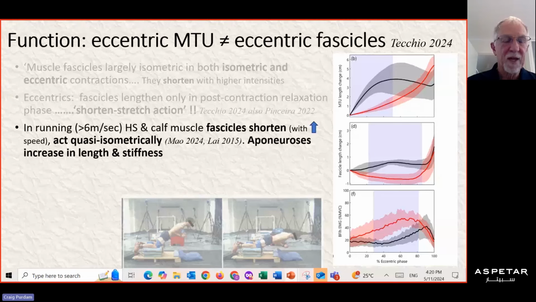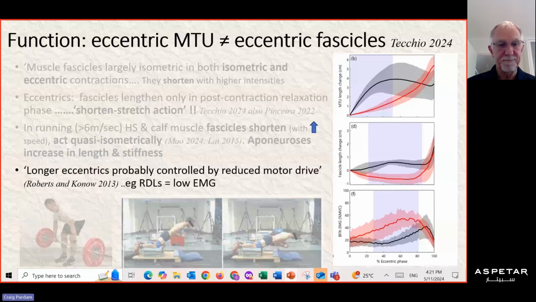hence the increased stress and strain on that area. We also know that pretty much the same happens if we look at more functional activities like running in both the hamstring and calf muscles: over about 6 meters a second, we see the actual fascicles shorten with increased speed. They act quasi-isometrically, again at shorter lengths at higher speeds, and the aponeurosis effectively undergoes pretty much the length changes that we see in the hamstring muscles as we get out to running at faster speeds. So they increase in both length and stiffness.